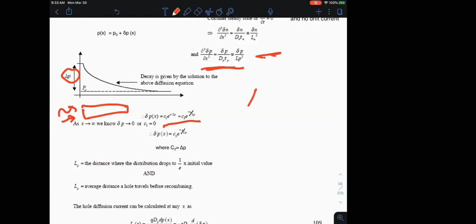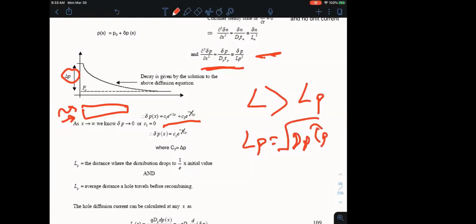Long, meaning the length is much greater than this diffusion length Lp, where Lp is the square root of the diffusion coefficient times lifetime. You can then ignore the growing exponential term over here, C1 equals 0, and you're only left with this decaying exponential term shown over here. Okay, so that was a worked out example of the continuity equation that we did just before spring break.